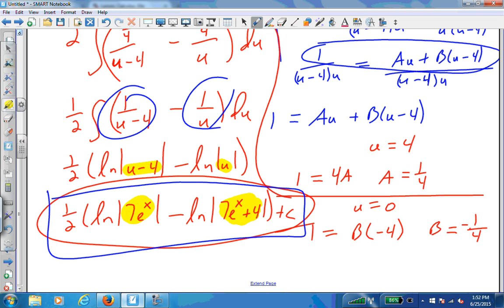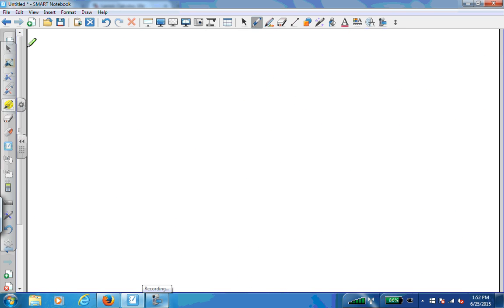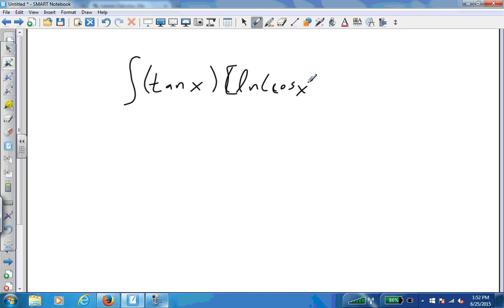All right, so that one was messy. That was one of the messiest ones we've done so far. But it was all in being careful with what we pick our u's to be. Let's do one more. Let's look at tangent x times natural log of cosine x dx.